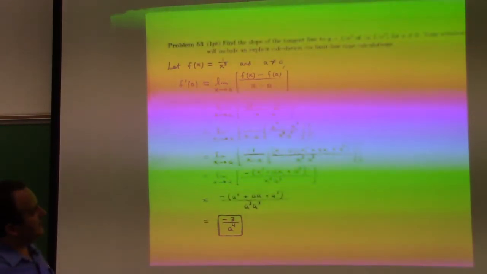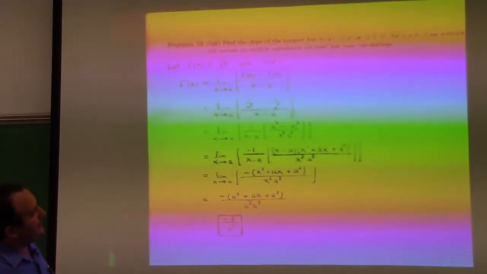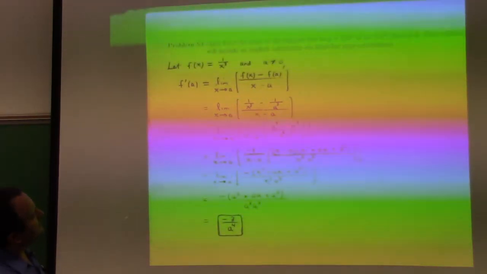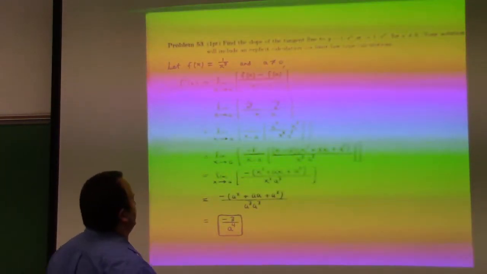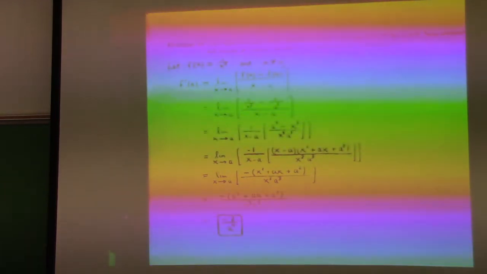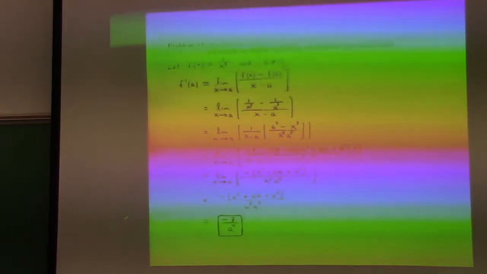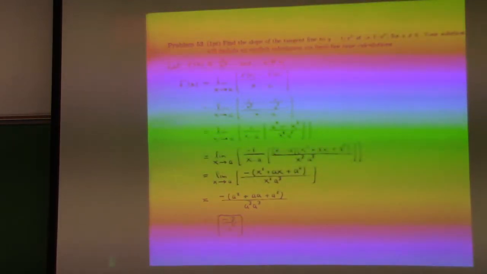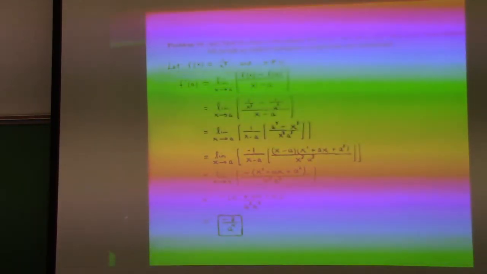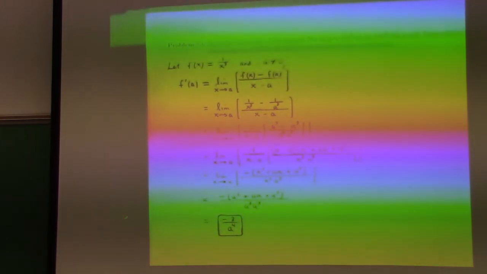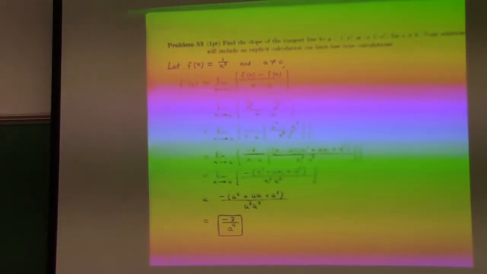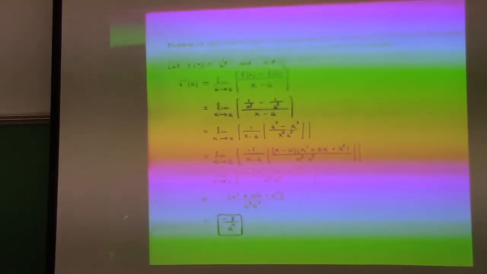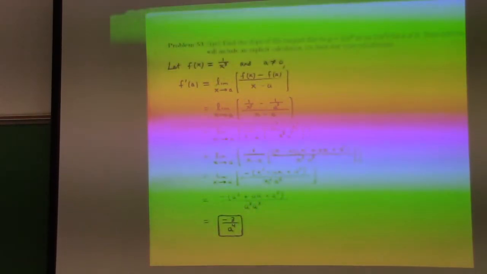So what did I do? Again, I said use the difference quotient. I also said find the slope of the tangent line to y equals 1 over x cubed at the point a, 1 over a cubed, for a not equal to 0. So that's just another way of saying find the derivative at a, right? The derivative at a is the slope of the tangent line at a.